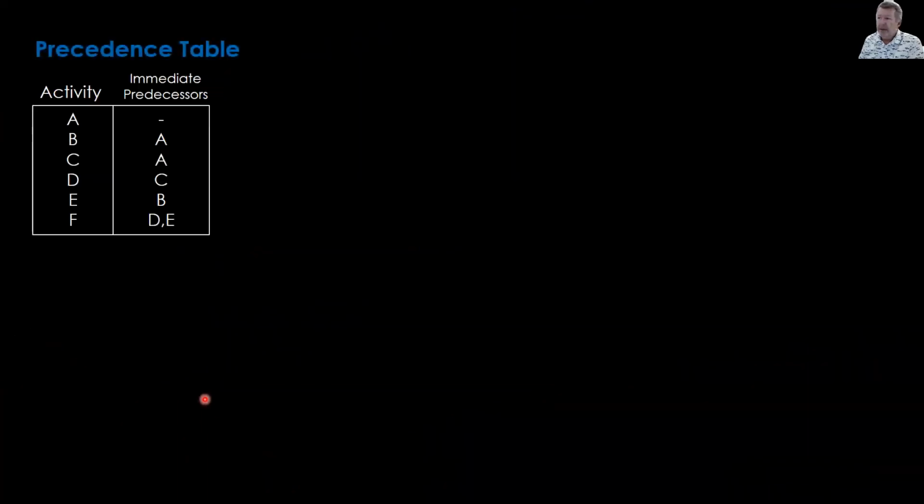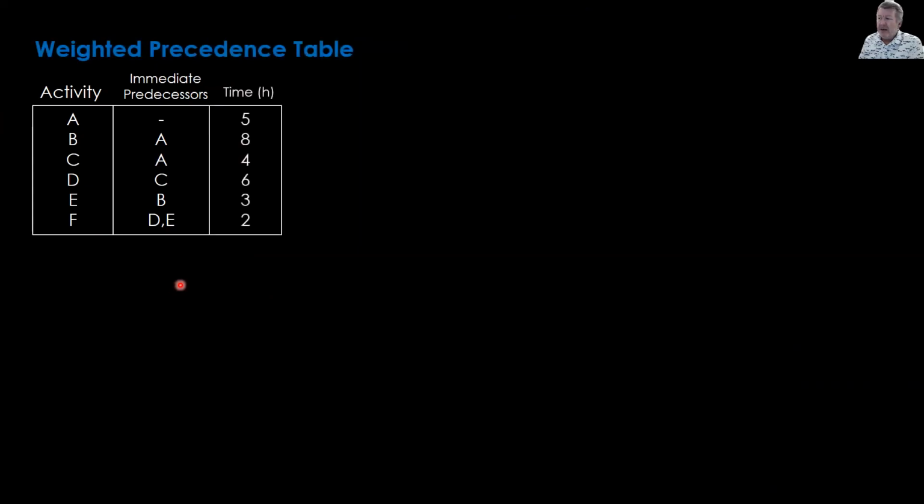First up, we have a precedence table. You've all seen this before. The activity, its immediate predecessor. We're going to change this now. We're going to add the weights to it to make it a weighted precedence table. That means we add a column, which is, in this case, time in hours. So how you read this is activity A takes 5 hours to do. Activity B takes 8 hours to do, but cannot start until activity A is finished. Same with C. Can't start until A is finished, but it takes 4 hours to do.